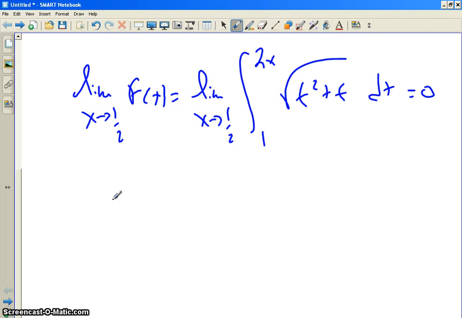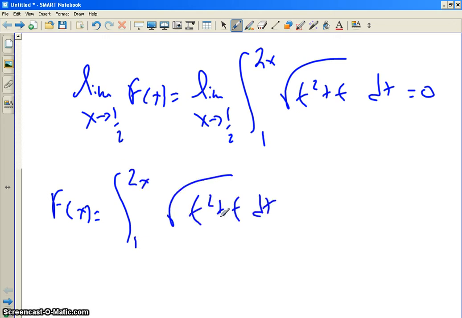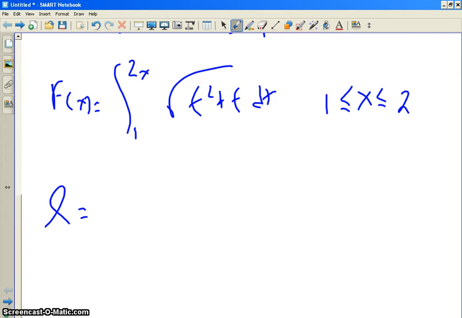So here we go. Part D. Find the length of the curve y equals F from 1 to 2. So again, cap F of x is the integral from 1 to 2x of stuff. And we want the arc length as x varies from 1 to 2. So how do we do arc length again? L equals... We did this yesterday. L equals the integral from... square root of. Yeah, but what are the limits? 1 to 2, right? Okay.